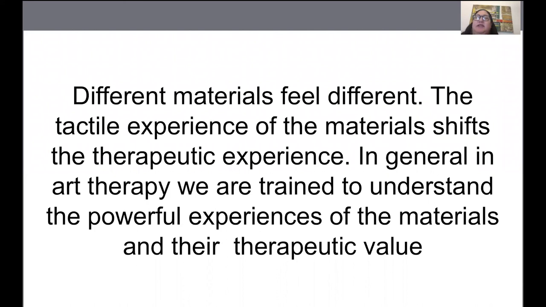So as art therapists, one of the things we are trained to do is to understand which materials go with different behaviors or different issues, and which materials should be avoided in certain circumstances, which materials can help bring out different feelings. It is one of the things that we focus a lot on in our therapy schools, understanding the therapeutic value of the different materials and when we should use different things.